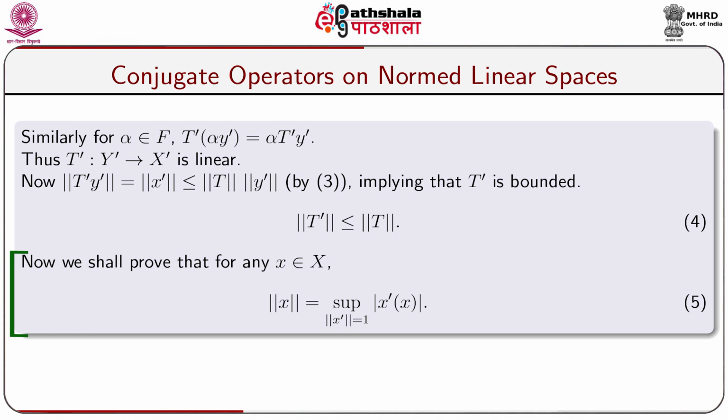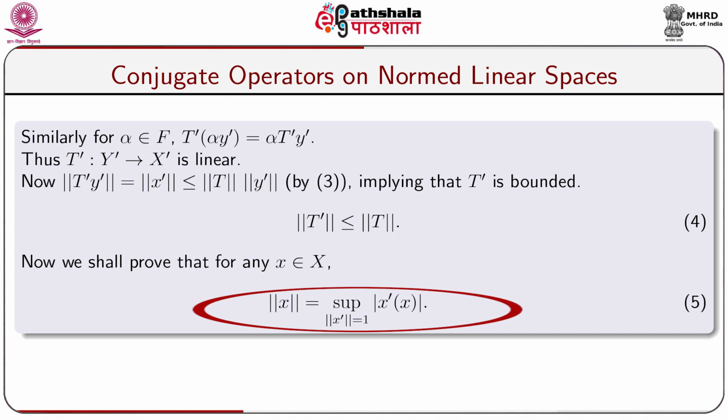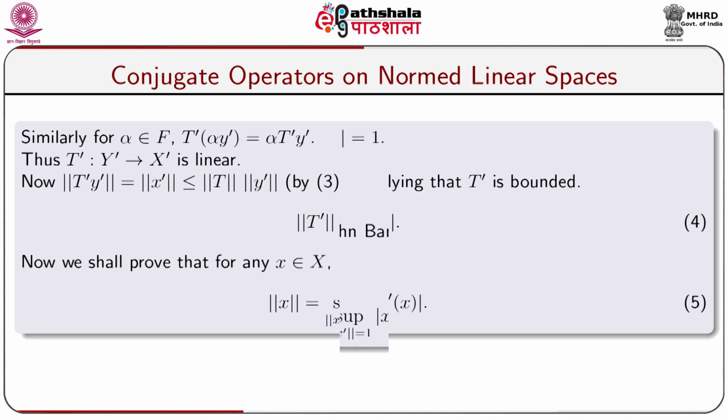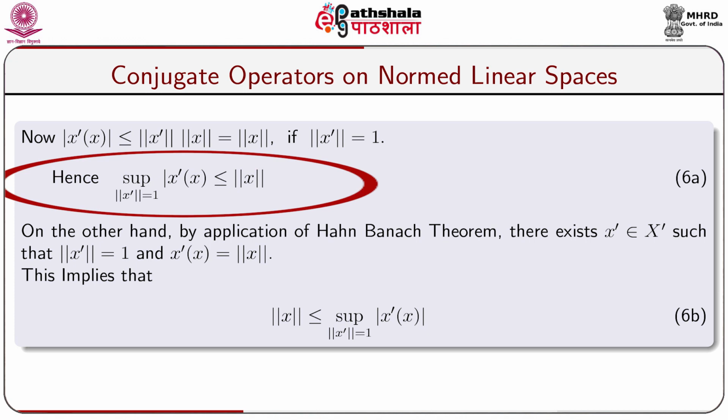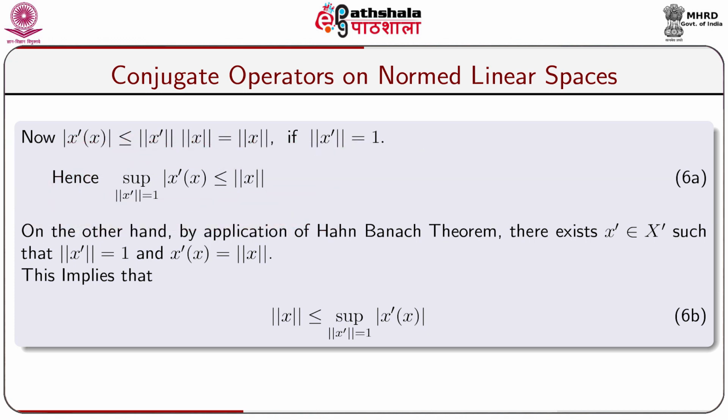Now, we shall prove that for any x belongs to capital X, norm x equal to sup of modulus of x'x, where supremum is taken over norm of x' equal to 1. Now, modulus of x'x less or equals to norm x' into norm x, which is equal to norm x if norm of x' equal to 1. Hence, supremum of modulus of x'x, where supremum is taken over all elements where norm of x' equal to 1, is less or equals to norm x.